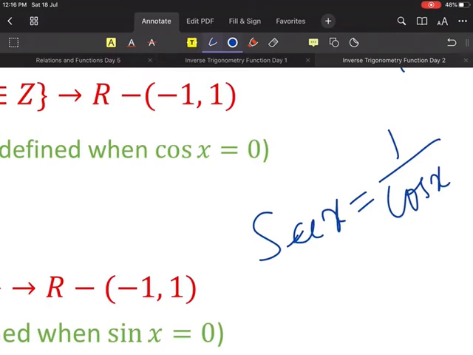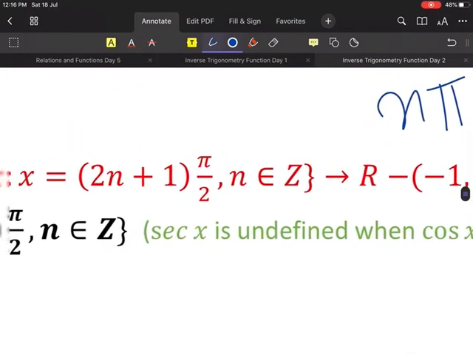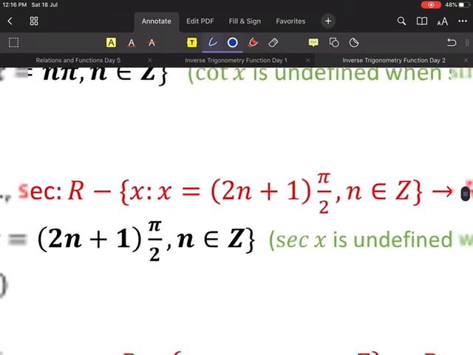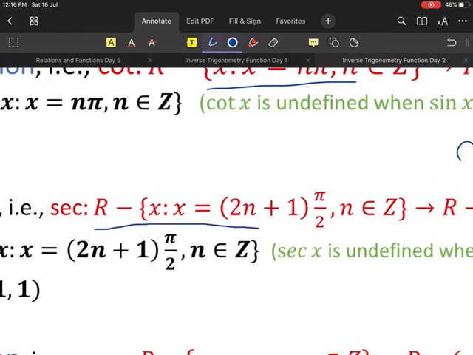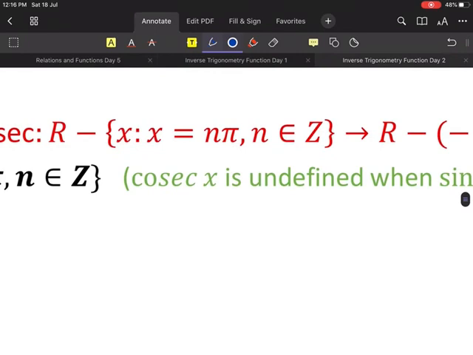Now, when does it get undefined? When cos x is equal to 0. So it is similar to the one we have done in tan x. Isn't it similar? And you see the domain is the same as tan x. Am I clear? Have you understood?